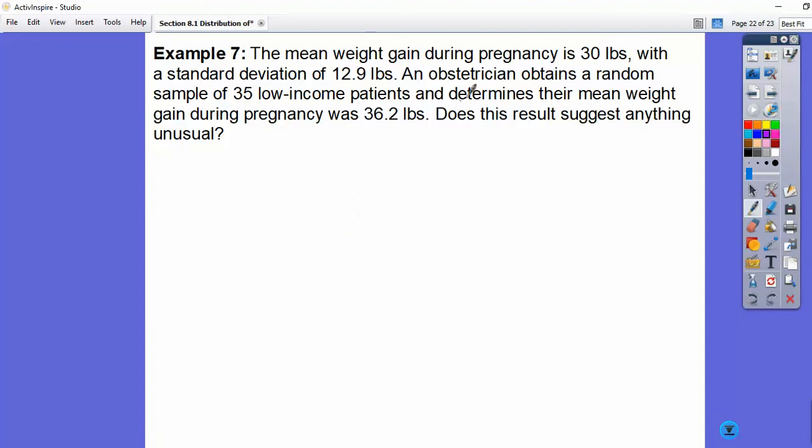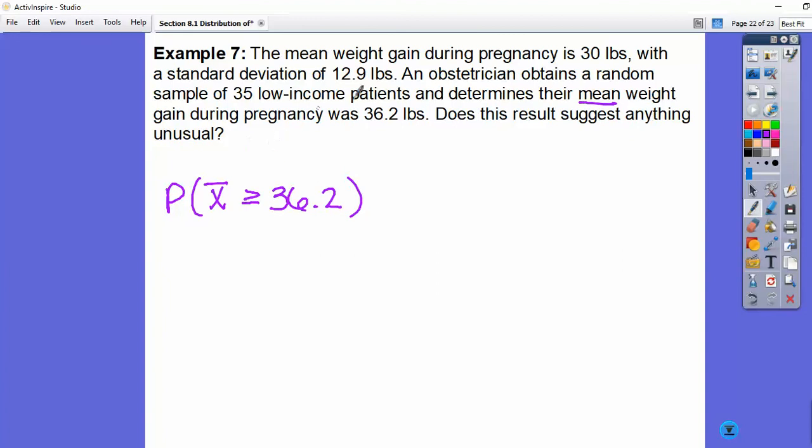Okay, so I need to find the probability that the mean, x bar, was 36.2. To do that, let's do the probability that it's greater than or equal to 36.2. The normal distribution, we can't ever find where it just equals a certain number. We can do greater than, less than, or in between things. I can't just do equals. So if it says that one, do you always do greater than? Yeah, because I'm just trying to find out if this is unusual. So since this was more than the average, I would look at the greater than.